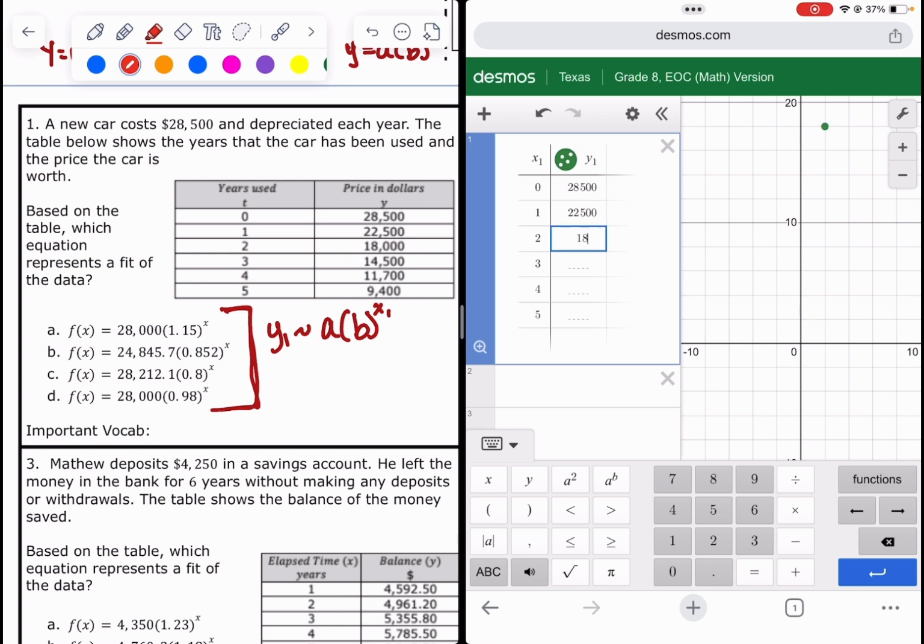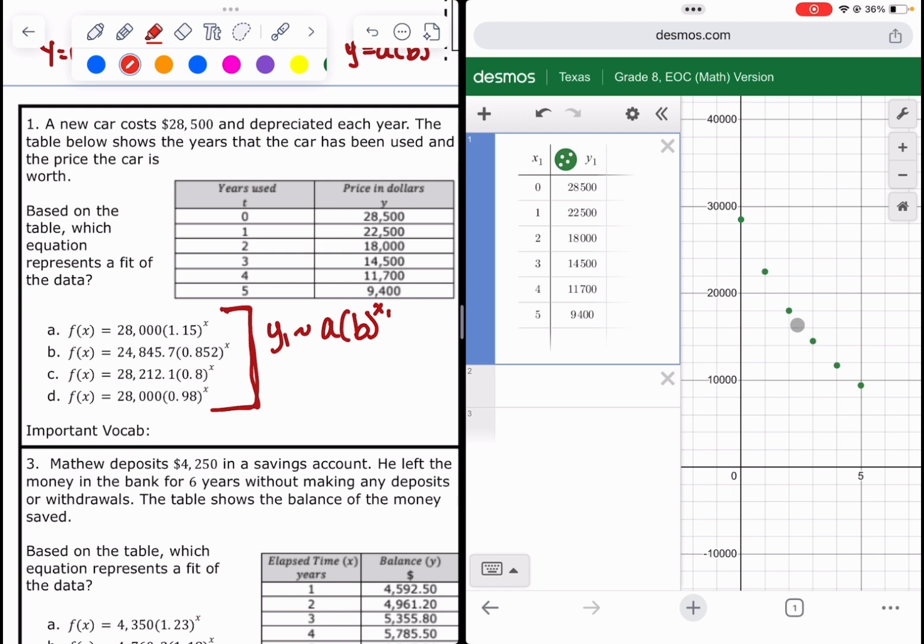22500, 18000, 14500, 11700, 9400, and then we're going to press this plus, and it gives me this. It's really hard to see what kind of function this is, but if you connected these dots, it would be exponential. But we also know it's exponential because of these little x's right here, okay?